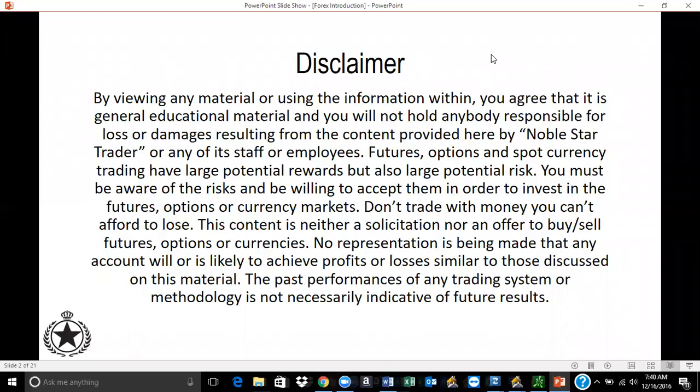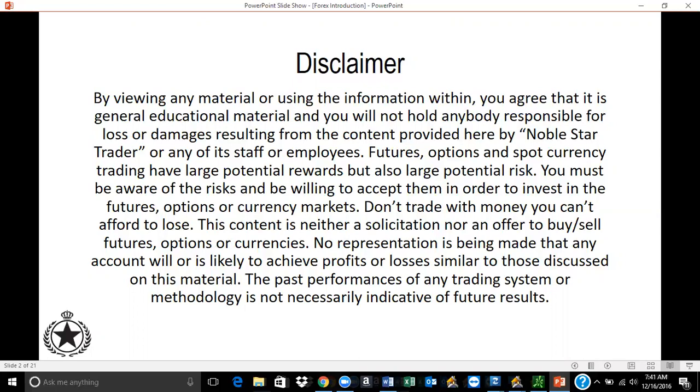We always just start with a disclaimer. It says, by viewing any material or using the information within, you agree that it is general educational material and you will not hold anyone responsible for a loss or damages resulting from the content provided here.